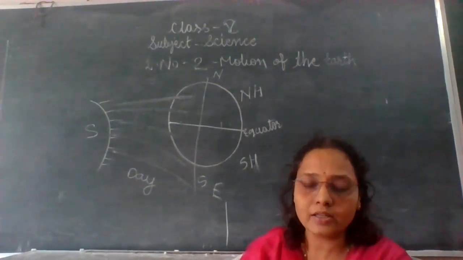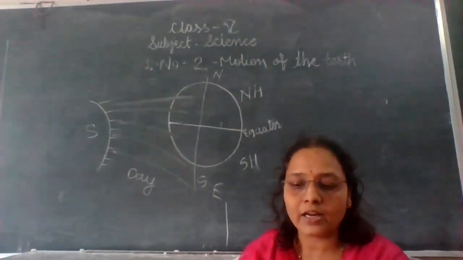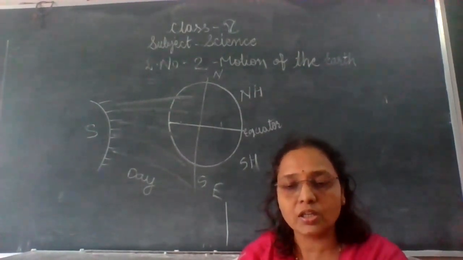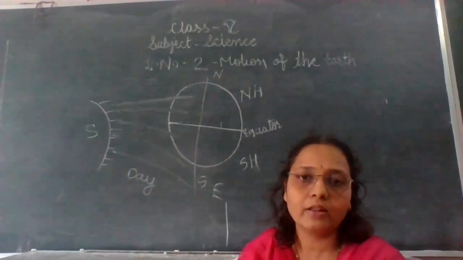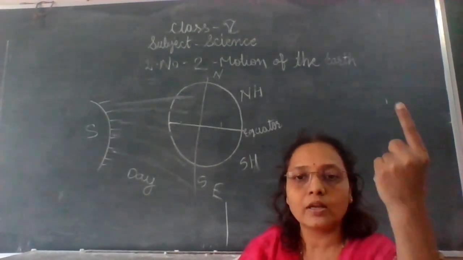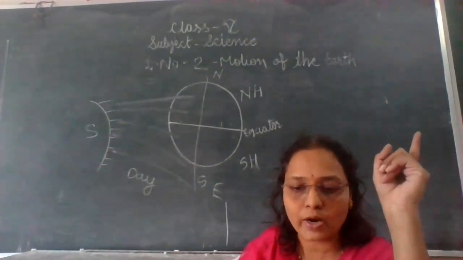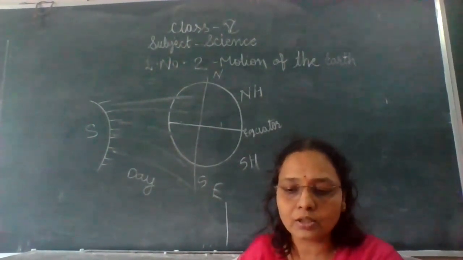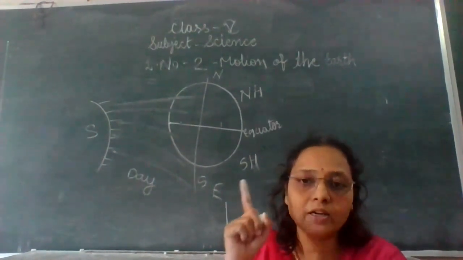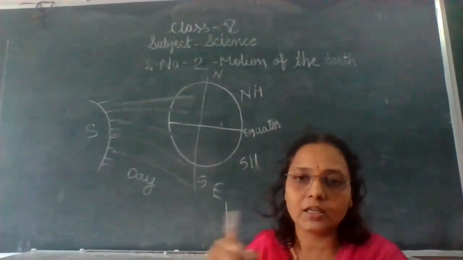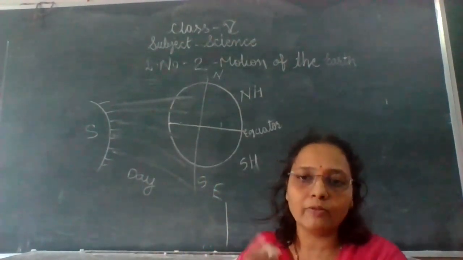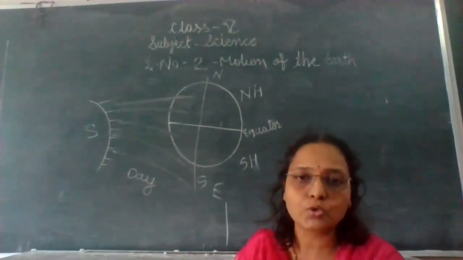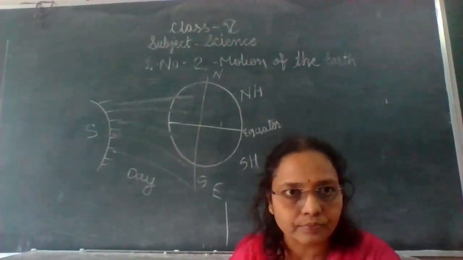night, one day. So the period of time that the earth takes to complete one rotation is called one day. How many hours does the earth take to rotate? It takes 24 hours. So when the earth completes one rotation, we consider it one day. It takes 24 hours to complete one rotation.